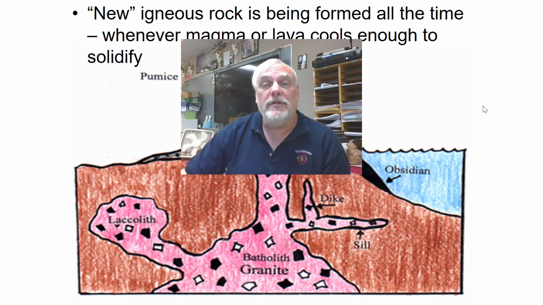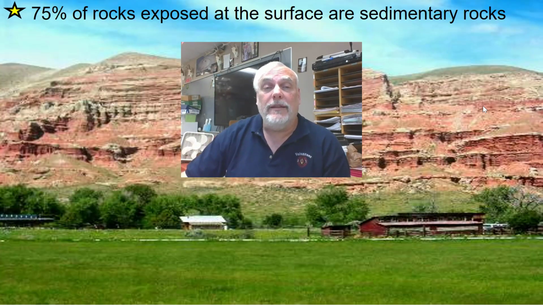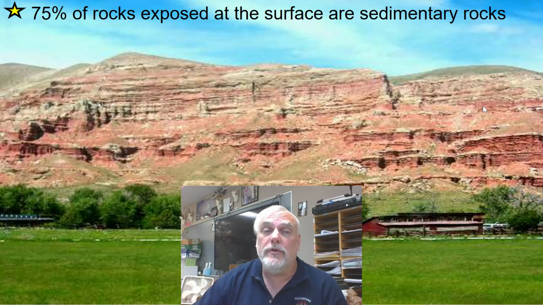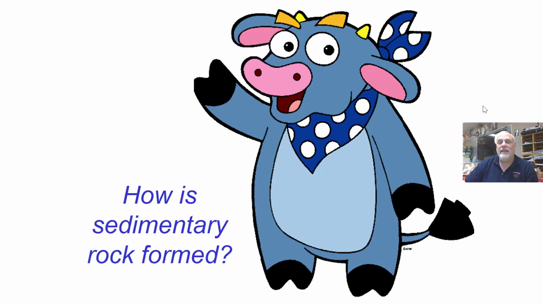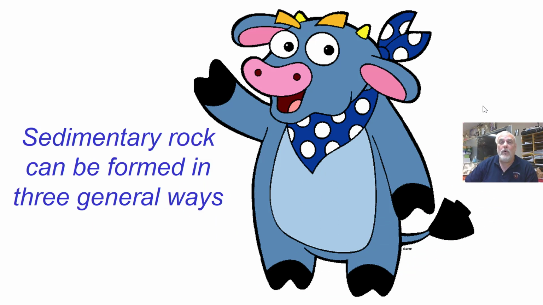These new igneous rocks are being formed all the time. Whenever magma or lava cools well enough to solidify, you're going to form new igneous rock. However, at the surface, about 3/4 of the rocks that are exposed are sedimentary rock. Therefore, if you were to pick up a random rock that's laying on the ground, there is a better chance that it is sedimentary rock than either igneous or metamorphic rock. Let's focus on sedimentary rock today. So how is sedimentary rock formed?